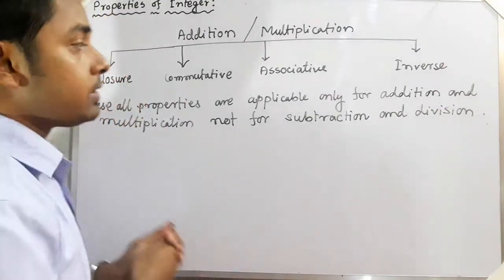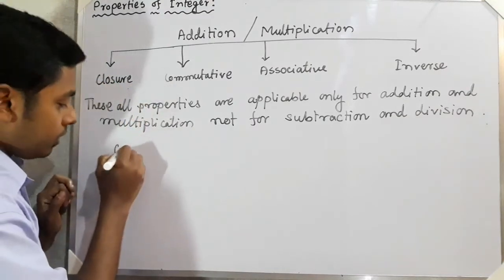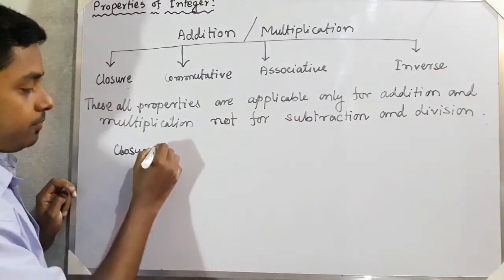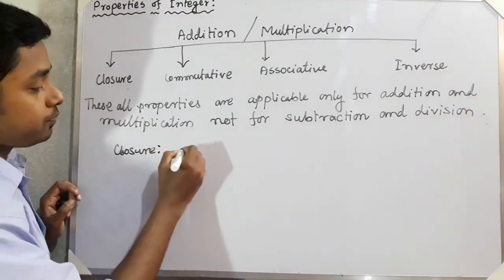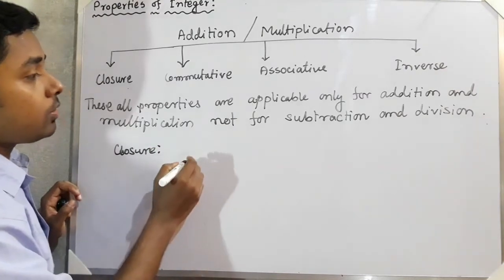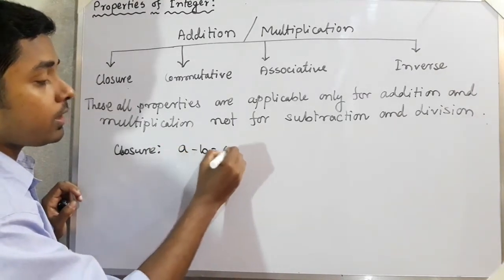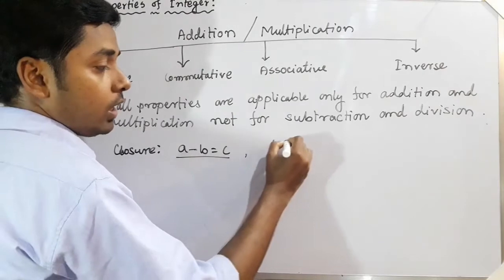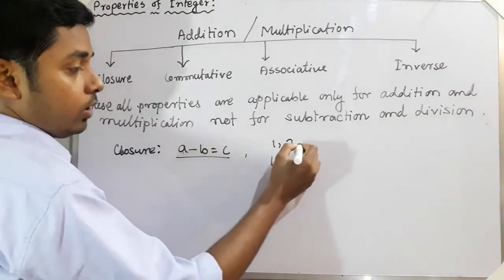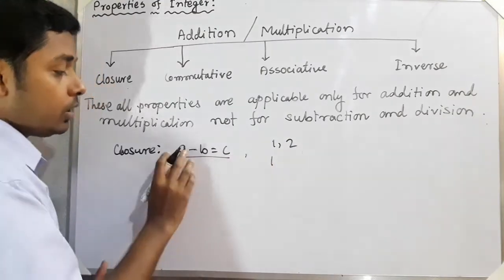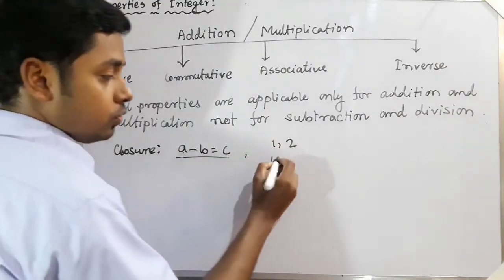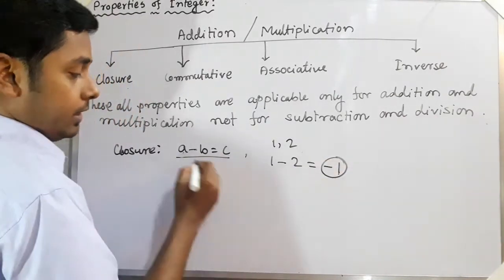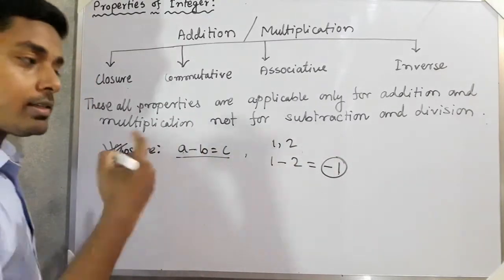division. Why? Suppose I am taking the closure property for subtraction. Take 2 integers, 1 and 2. So a is equal to 1, b is equal to 2. Now 1 minus 2 is equal to what? Minus 1. That means you will also get an integer. That means for subtraction, the closure property is applicable.